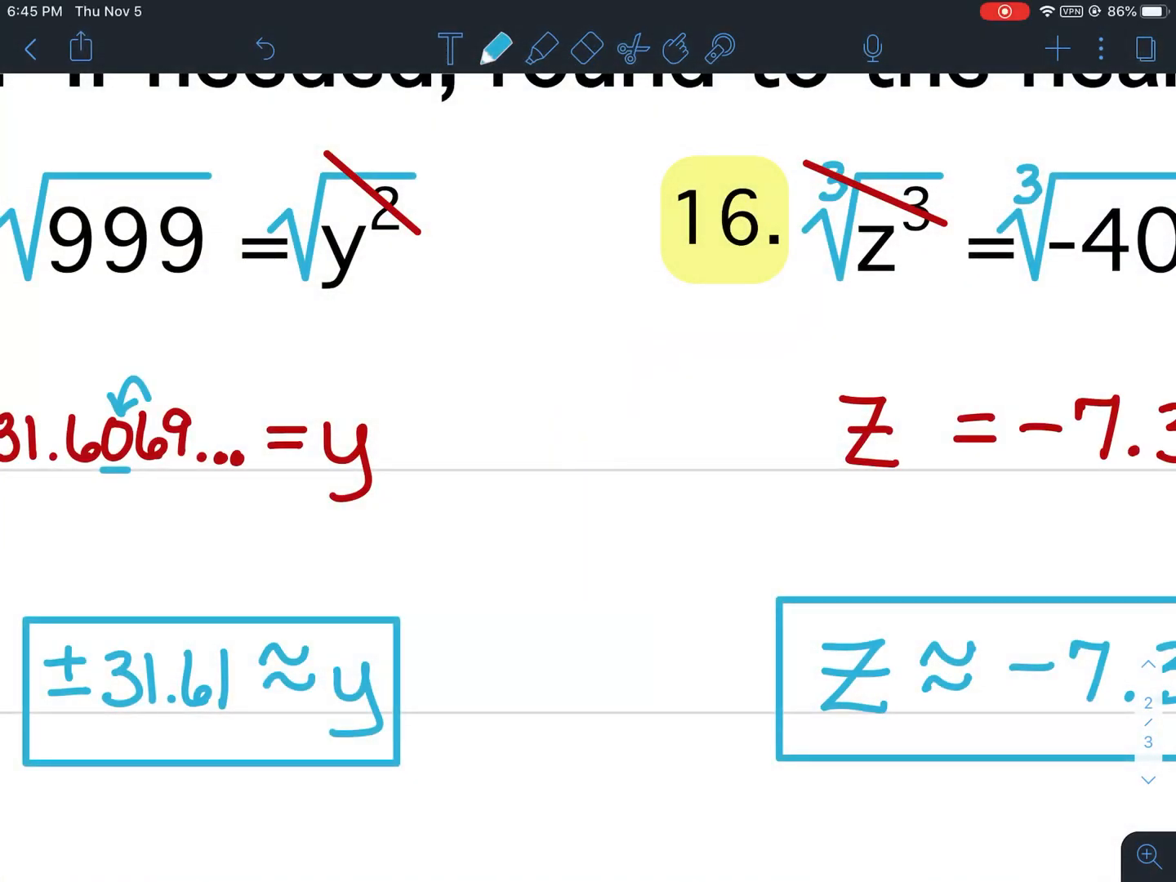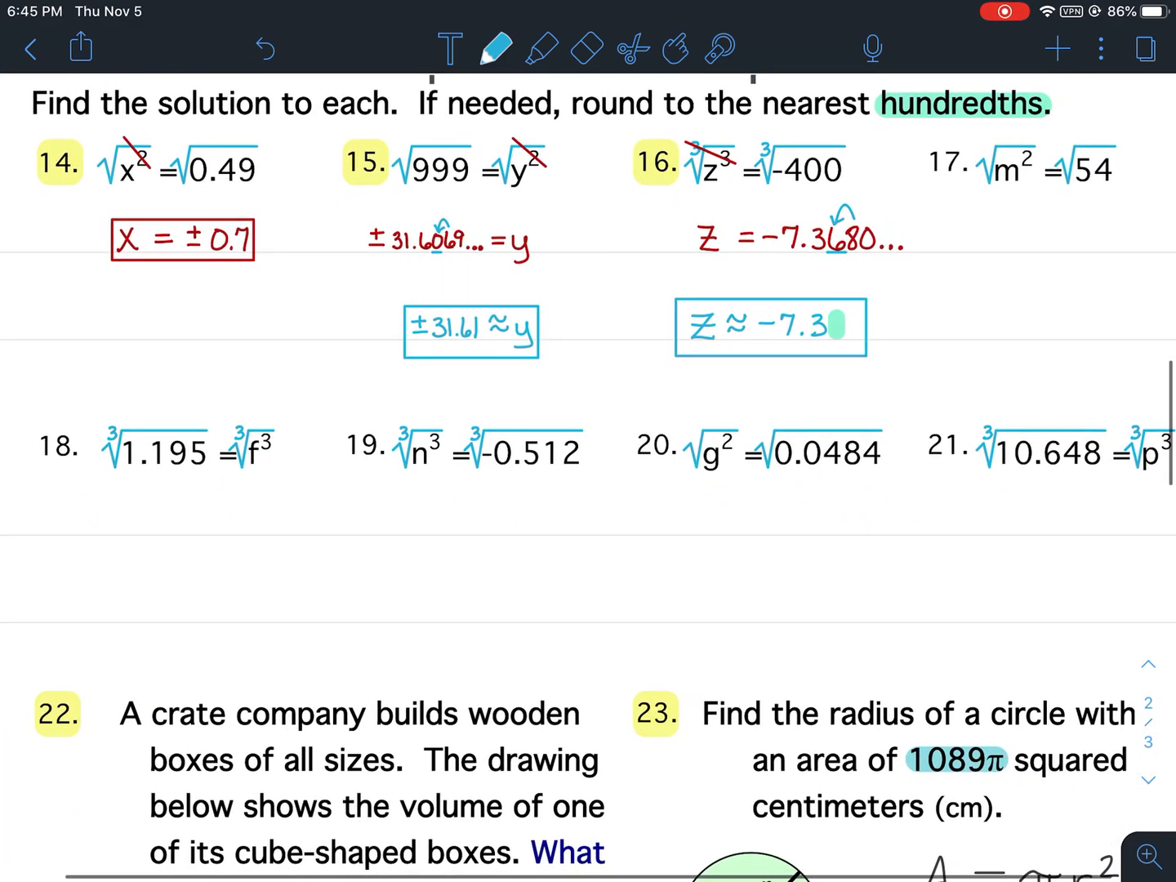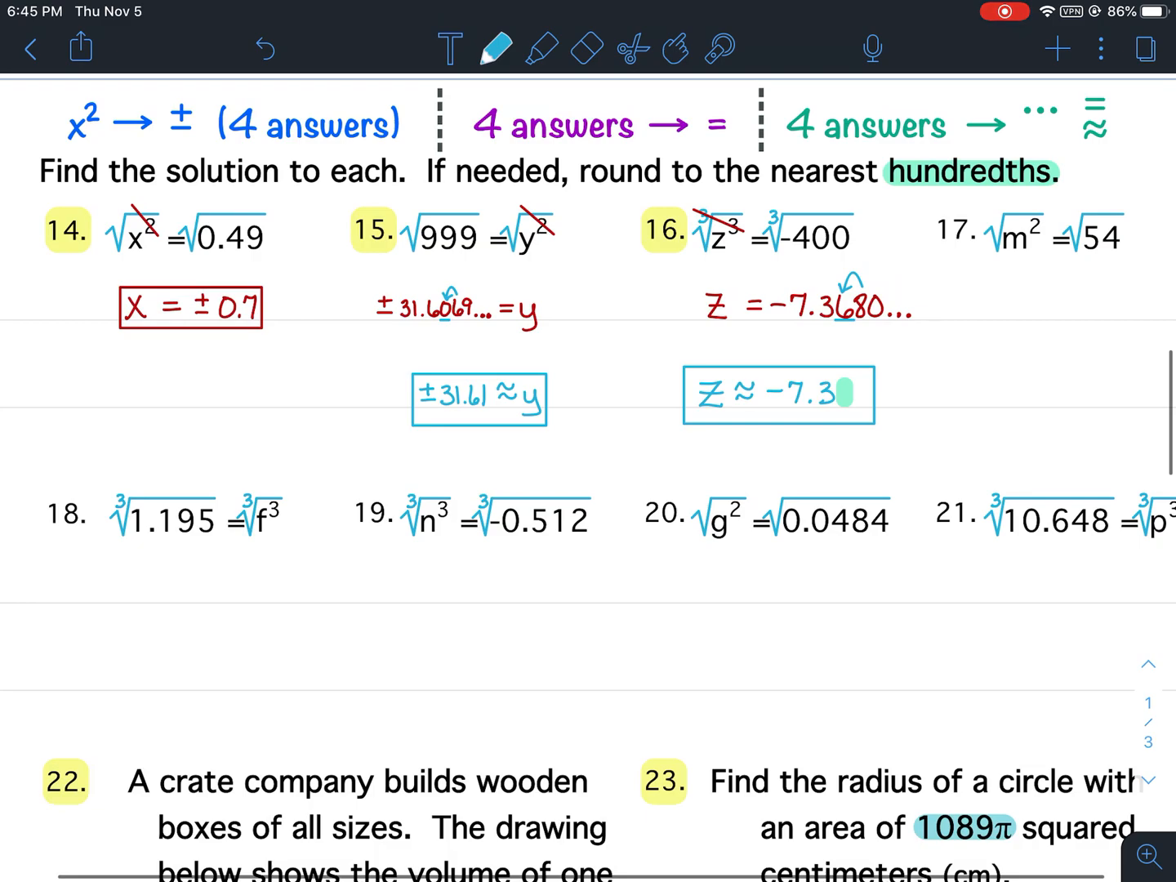Okay, and that is how you do questions 14 through 21. Please be very careful. It's so easy to lose points here because you might forget the positive or negative, or you might not round correctly, or you might forget the ellipse. And remember, if the variable starts on the right, it stays on the right. If the variable starts on the left, it stays on the left. If you have any questions, or if you want me to pre-check 14 through 21 before you officially submit it, just let me know.